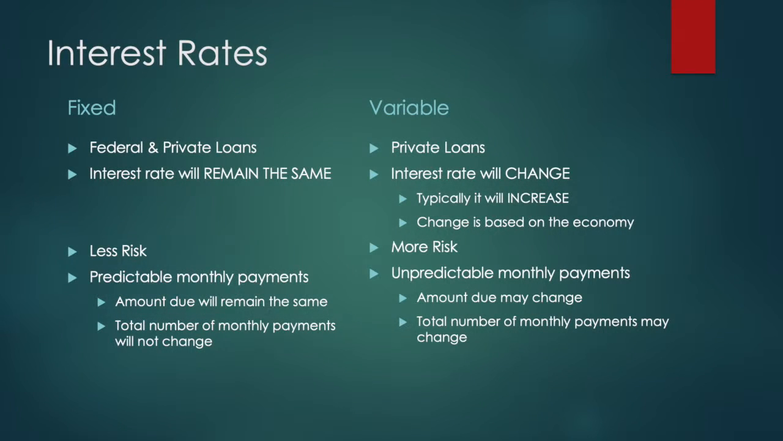As you can see, there are several differences between fixed interest rates and variable interest rates. One of the first differences is that all of your federal loans are only going to have fixed interest rates. However, for a private loan, some are going to have fixed rates and some are going to be variable rates.